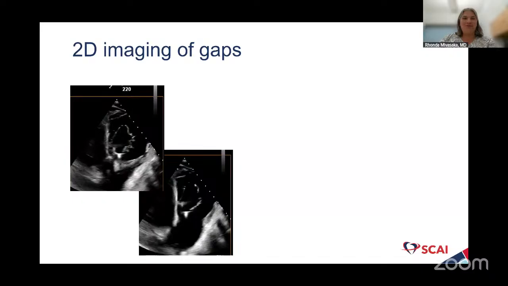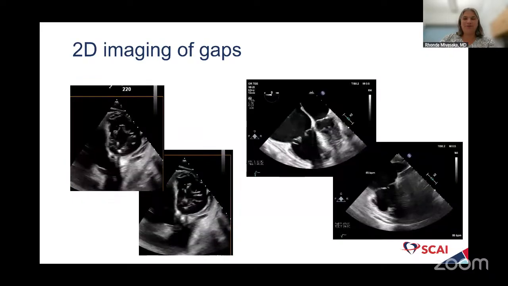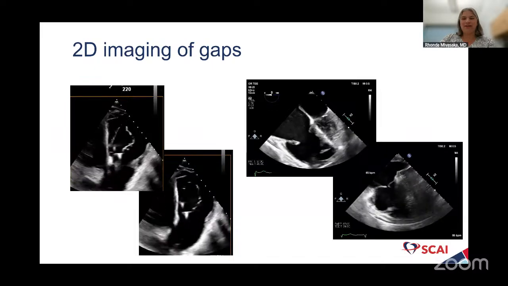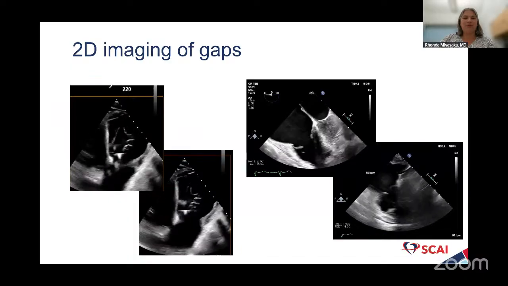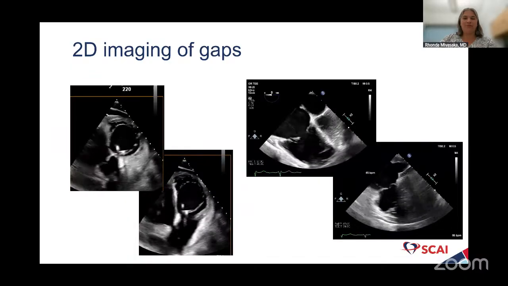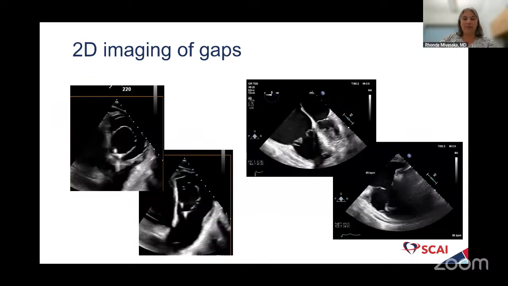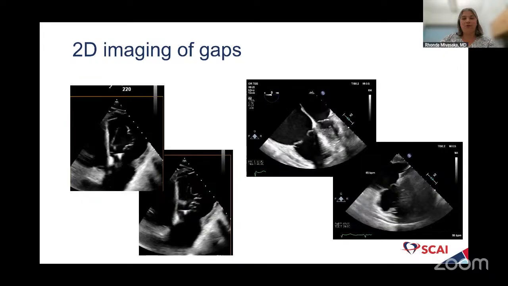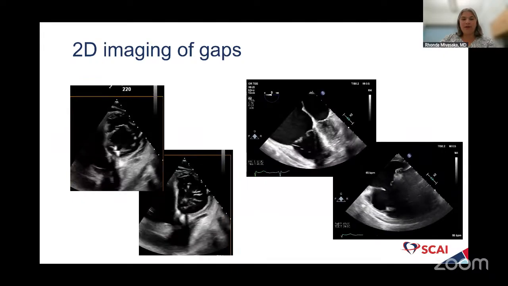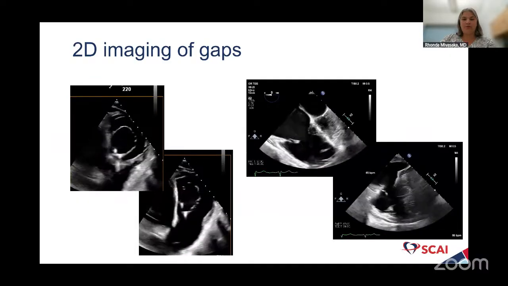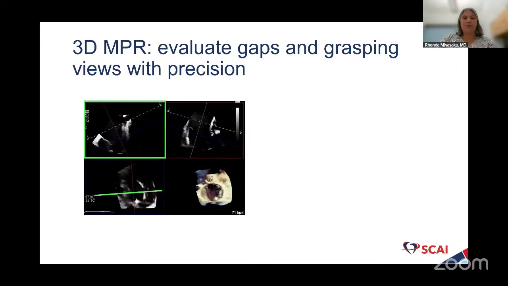We know that when we image a gap using 2D imaging, we can use a gastric short axis view, we can use esophageal long axis views. The problem when you're using 2D imaging alone is that you don't really know if you're imaging at the leaflet tips, you don't know if you're imaging in the exact location or orientation where you'd be placing a clip. And so it's hard to know if this accurately represents the grasping conditions. Biplane imaging can help us understand where we are, but it just doesn't provide us as much precision as what we can accomplish with 3D imaging.